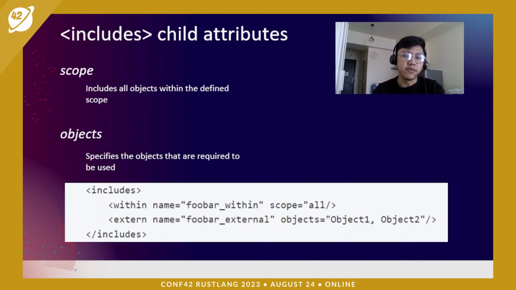Now we have to discuss the attributes of the child elements. In within or extern, we can define the scope. If defined as all, all objects in the imported module can be used independently. However, if you want to specify which objects you want to use from the module, you can use objects with a set of values like object 1 and object 2.